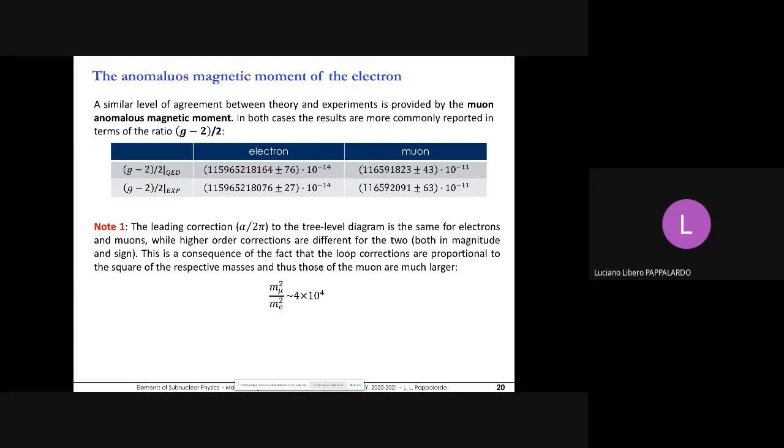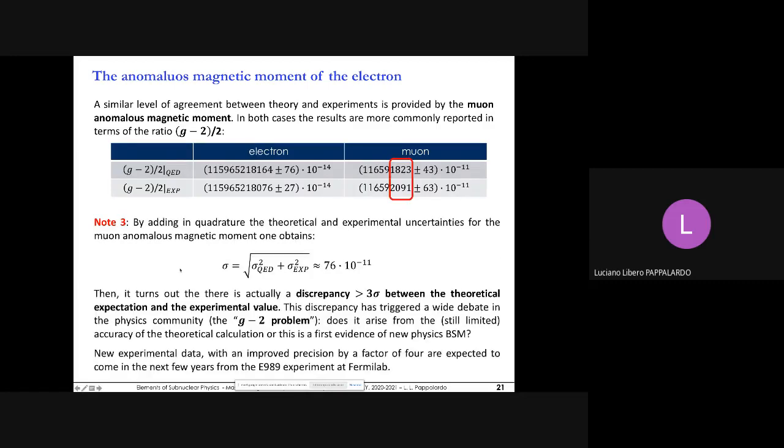Now, this is a very hot topic, indeed, in particle physics, and new experimental data with an improved precision by a factor of 4 are now expected to come in the next few years from the E989 experiment at Fermilab, okay? So we will see in the next year if this discrepancy will dissolve into a statistical fluctuation or if it becomes really effective, and so indicating some new physics beyond standard model. Any questions?